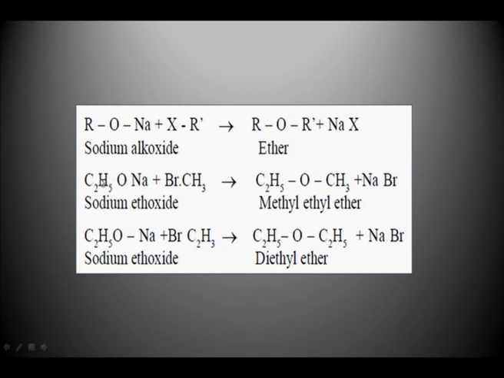So, when we treat sodium ethoxide with methyl bromide, it becomes methyl ethyl ether, and sodium bromide is a byproduct here. In the same way, if you take ethyl bromide and treat it with sodium ethoxide, it becomes diethyl ether, a symmetrical ether that will form here.